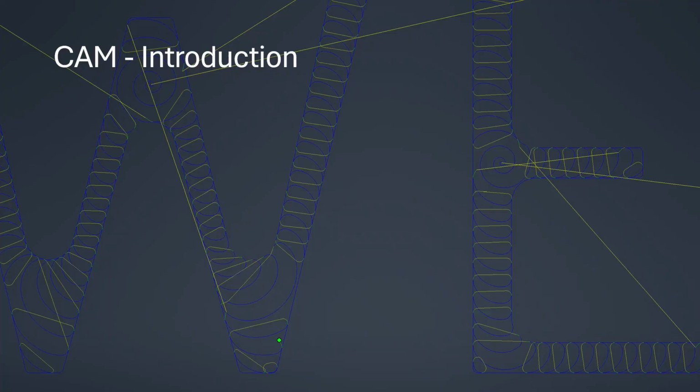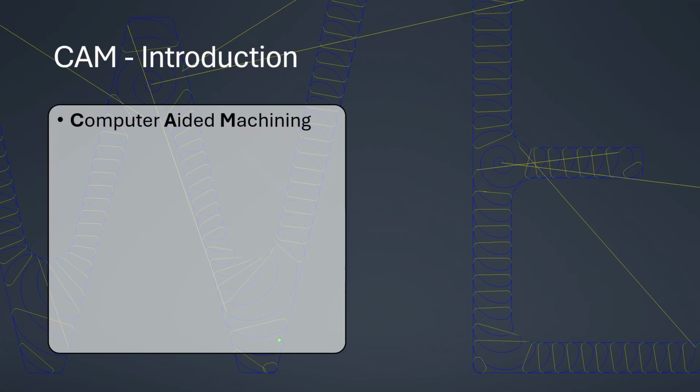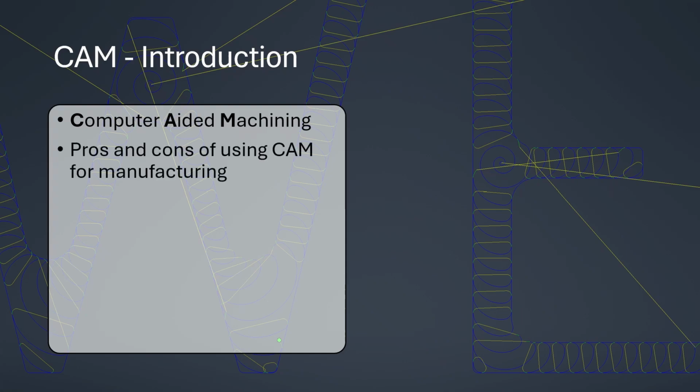Now we get to CAM. So this is a CAM introduction. You may notice that the background is some toolpaths from CAM. CAM stands for computer-aided machining. There are lots of pros and cons of using CAM for manufacturing.